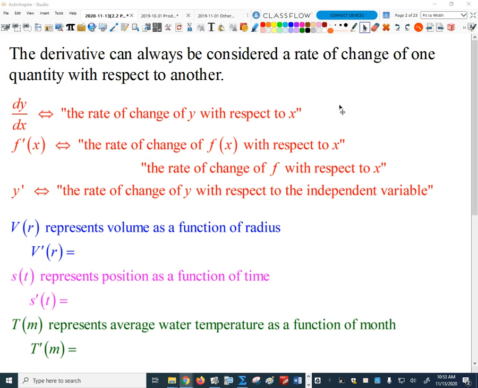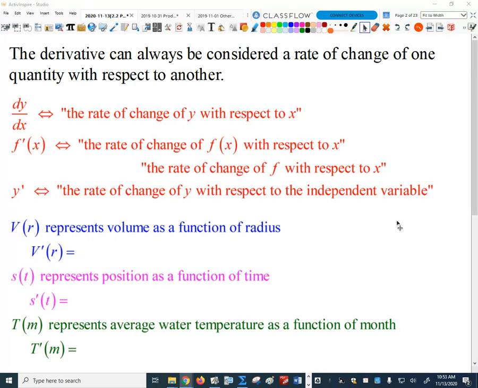Okay, so what do we mean by talking about a derivative as a rate of change? Well, what about the forms that we already know? We know we could write a derivative as dy dx. Well, how would we say that then? Dy dx, we would literally say is the rate of change of y with respect to x. That's what that means, right? What about f prime of x? Well, that's the rate of change of f of x with respect to x. Or we could say the rate of change of f with respect to x. And what about y prime? Well, y prime would be the rate of change of y with respect to whatever the independent variable is, probably x. So once again, that would be the rate of change of y with respect to x.